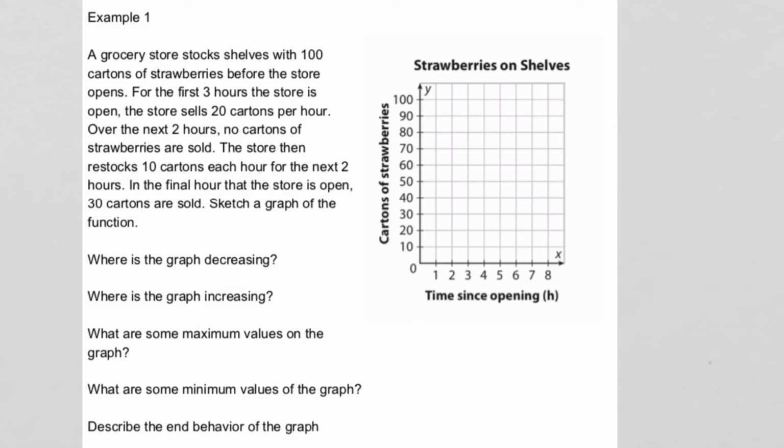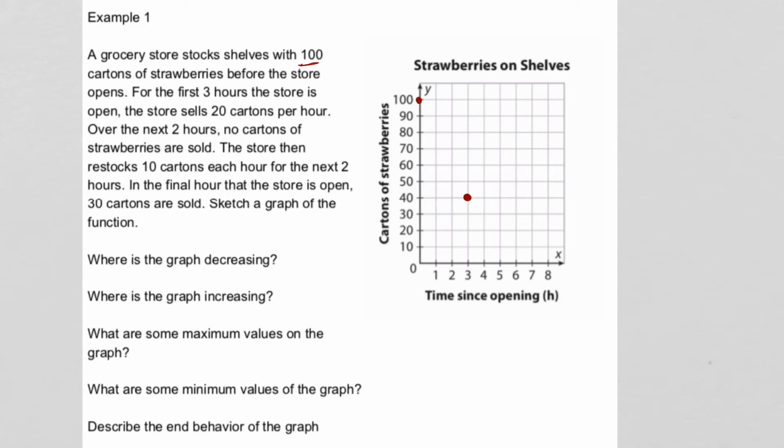So let's see. They start off with a certain amount, right? They start off with 100 cartons of strawberries. Now, for the first 3 hours, they sell 20 cartons per hour. So after 3 hours, 3 times 20 is 60. So 100 minus 60 is going to be 40.